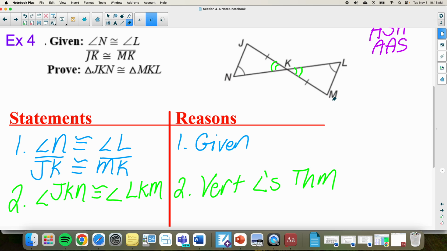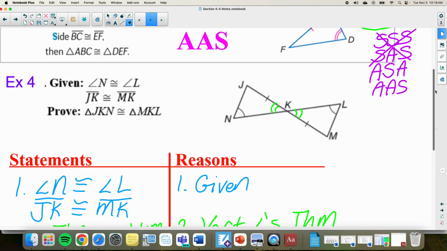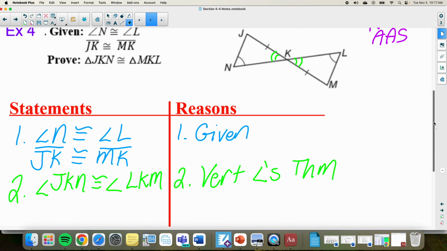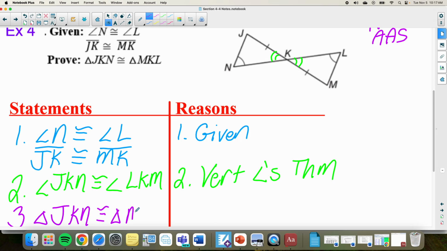Now, do I have enough to say I have 3 things, right? I have 2 angles and a side. If it's angle side angle, the side has to be in between the 2 angles. If it's angle angle side, the side is not in between the 2 angles. Which one is this? Angle angle side. Very good. So we're going to say that triangle JKN is congruent to triangle MKL by angle, angle, side.